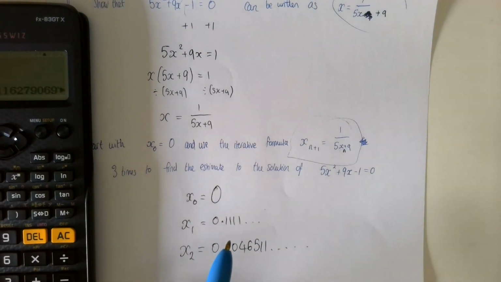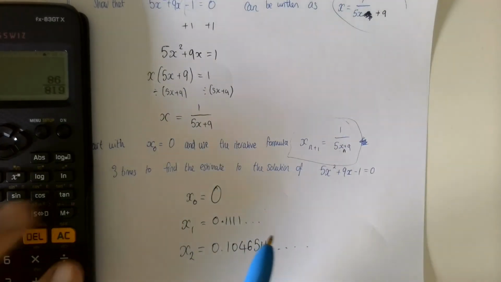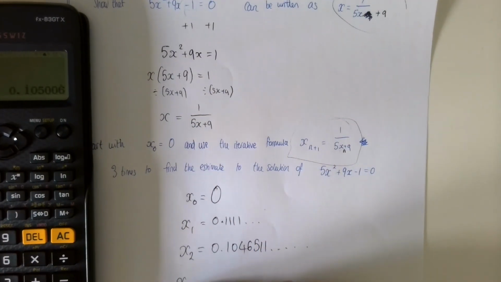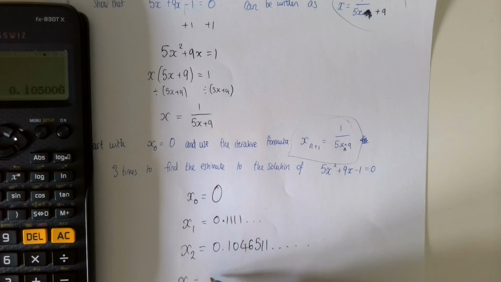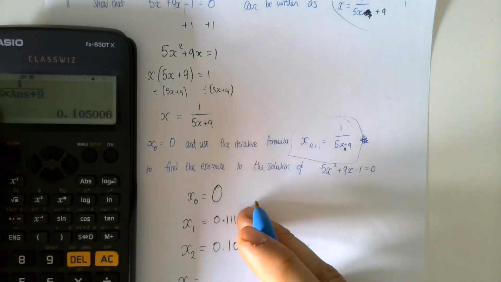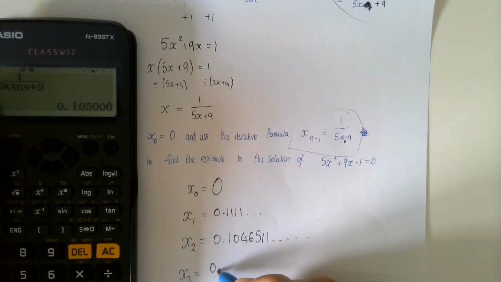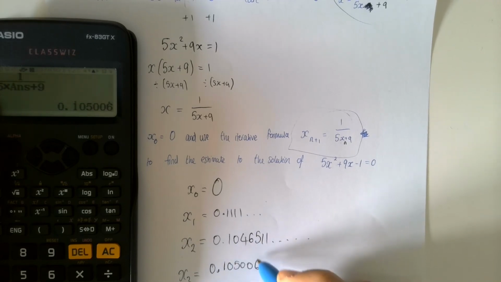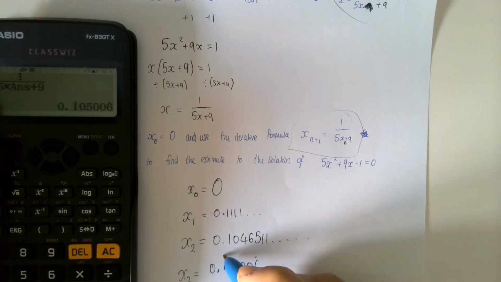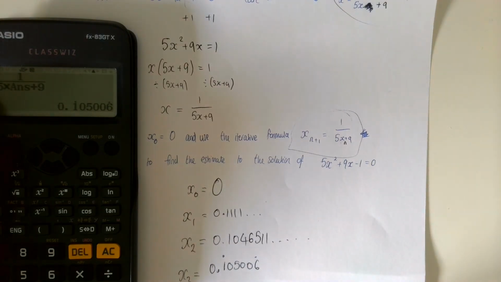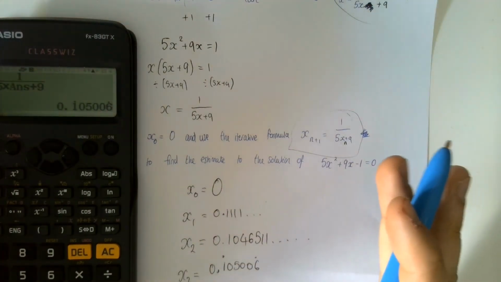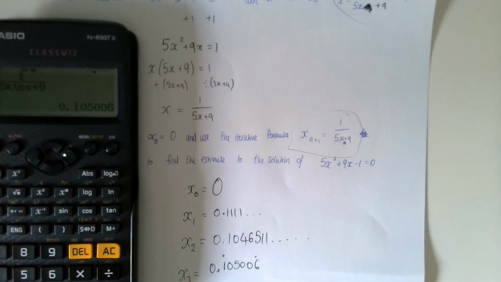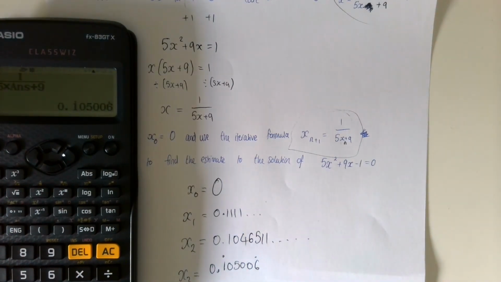So one more iteration gives me my third value. My estimate is going to be 0.105006 with the recurring notation above the 1 and the 6. Okay, I can leave it there. If I keep going I'd get an even more accurate value, but I don't want to. It says to do it 3 times, I've done it 3 times.